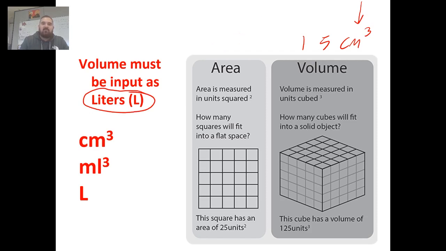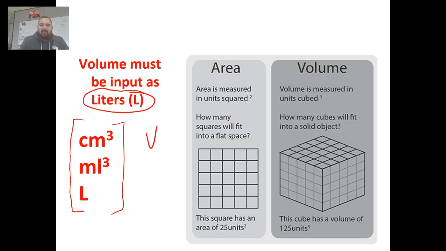And the three units that you're going to see most commonly for volume are going to be centimeters cubed, milliliters cubed, and liters. So these three units, I would write them down. I would write volume, and then directly underneath, centimeters cubed, milliliters cubed, and then liters. So anytime you see any one of these units, you need to know that this is volume.